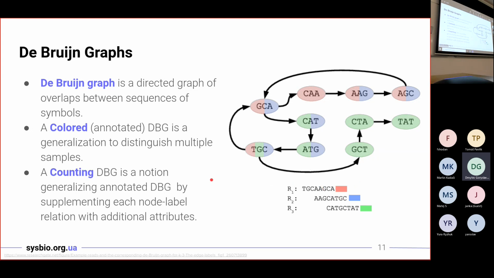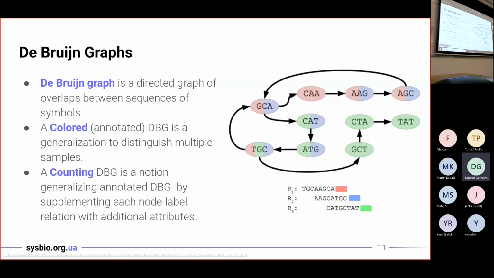And the annotated de Bruijn graph is a notion that generalizes this, with each node label in relation with some additional attributes. Those attributes are typically K-mer counts, which means the number of K-mer occurrences in the sequence, or K-mer coordinates, which means K-mer positions in this sequence.